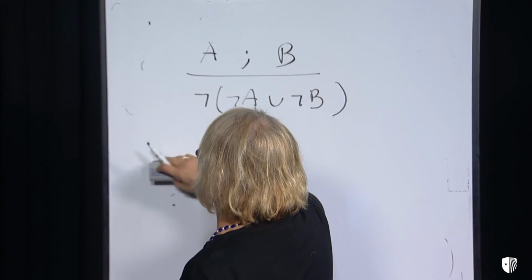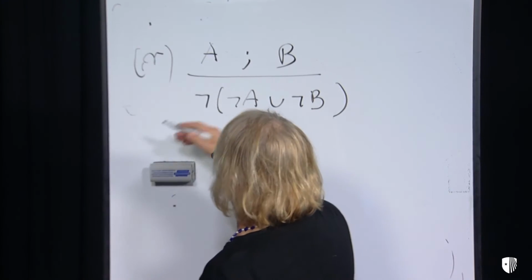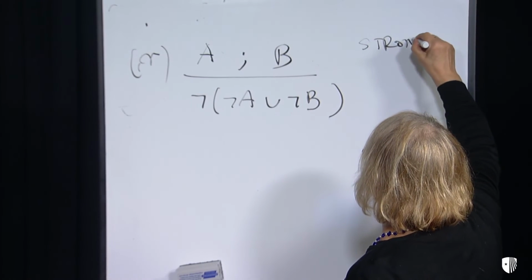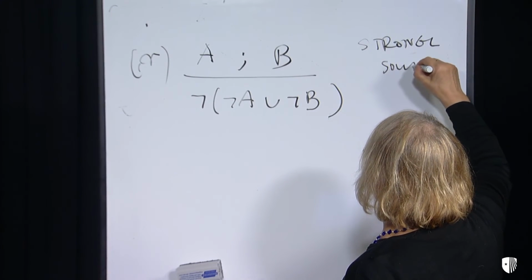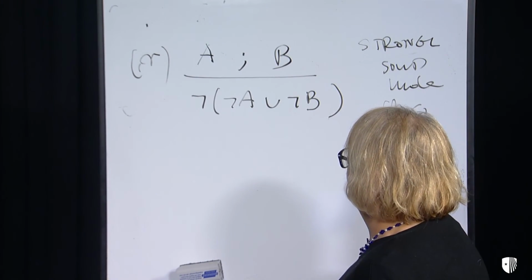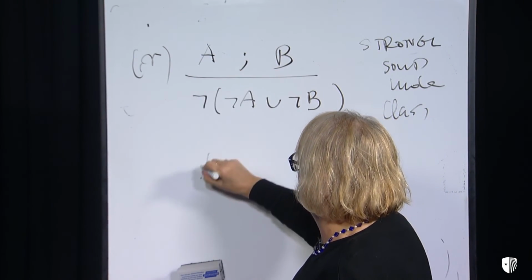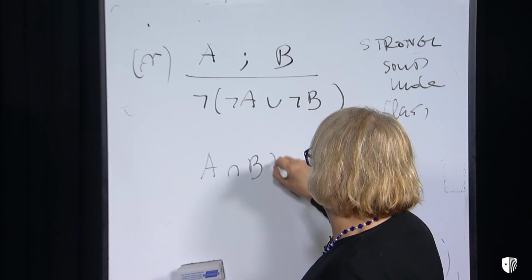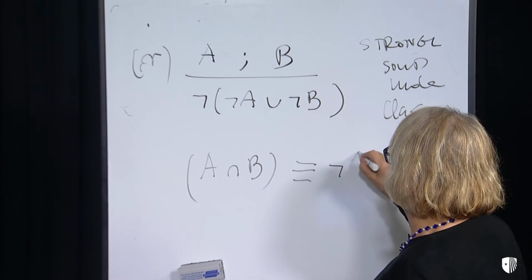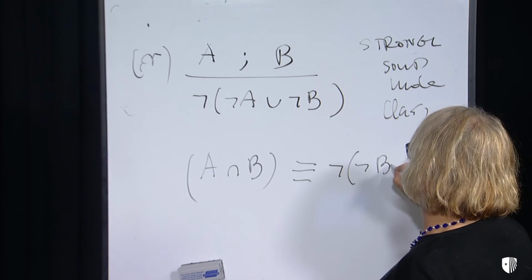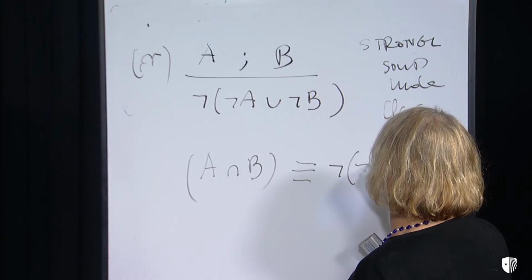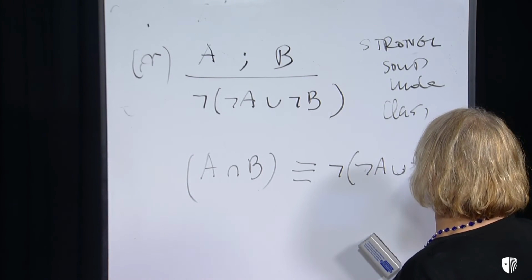You have such a rule. You can see why I was thinking about this rule. It is strongly sound under classical semantics. Why? Because you know that A and B in classical semantics is logically equivalent, by double negation and De Morgan law, to not (not A or not B).